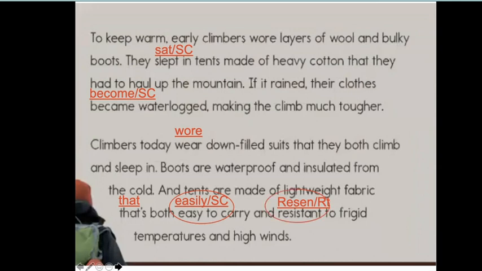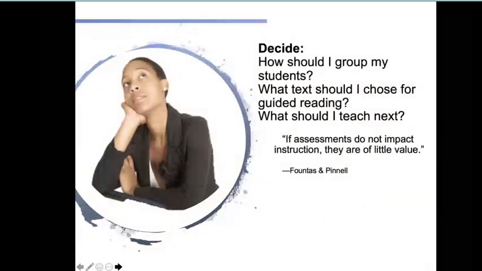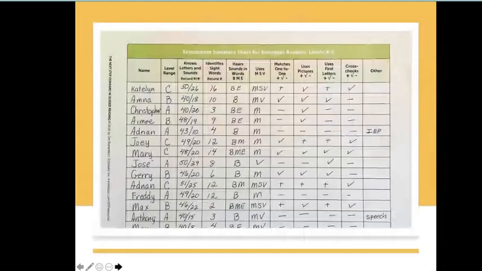All right, so we take our running record. Now we're going to decide, how can I group my students, and what text should I use for guided reading? What should I teach next? So I recommend you use the assessment summary charts that are in the yellow book. There's one for every stage, and I'm going to show you a little example of a couple of them. So on these assessment charts, at the very top, there are target skills that are appropriate for each stage. So this would be an emergent level. These are all emergent readers.